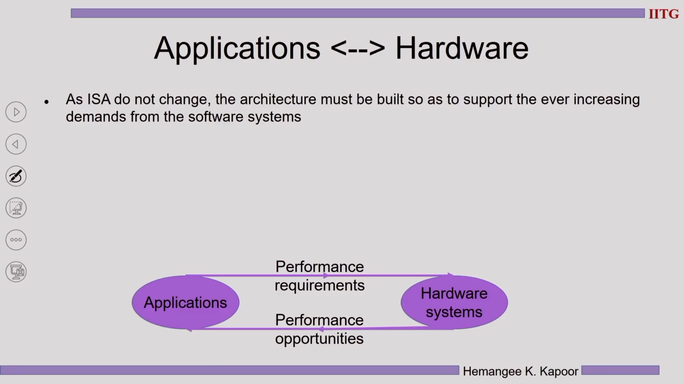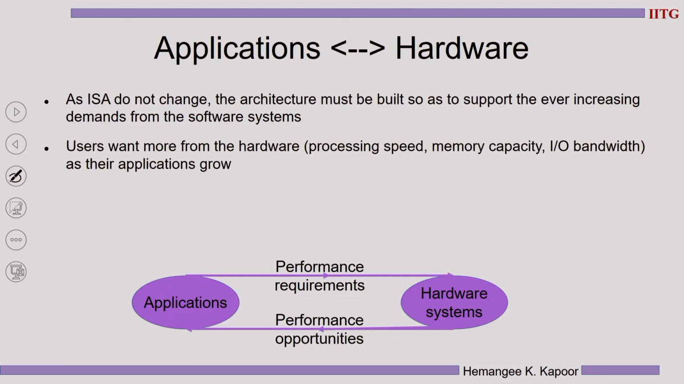Right. So, next we will see that the applications and hardware are tightly connected to each other. As the ISAs did not change over time, we saw that the performance still had to be improved, and the avenues of performance improvement shifted elsewhere. So, the applications wanted more performance, in the sense that they want more memory capacity, more storage capacity, and more processing speed.